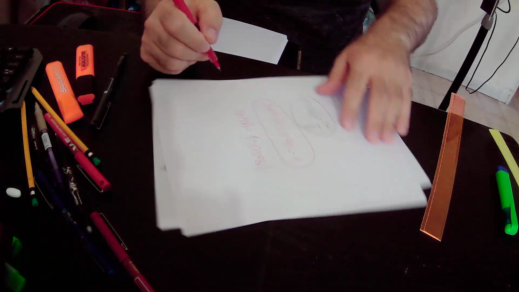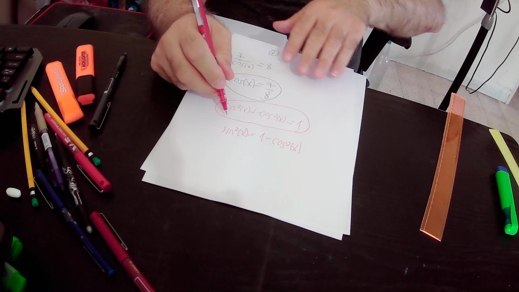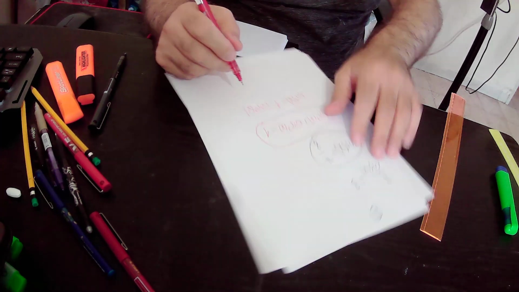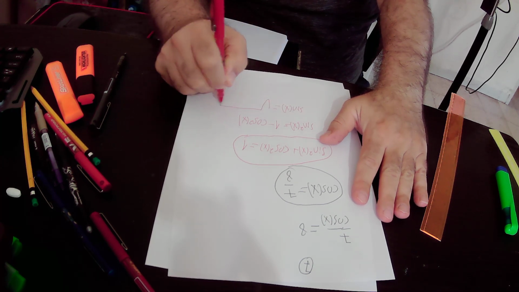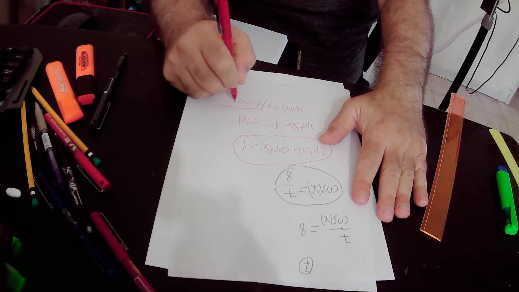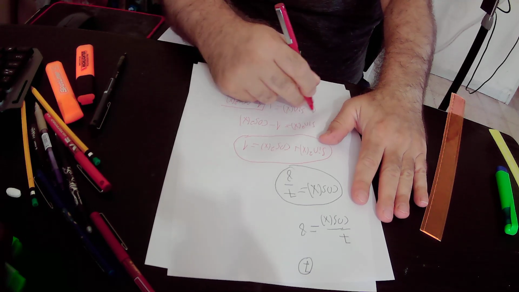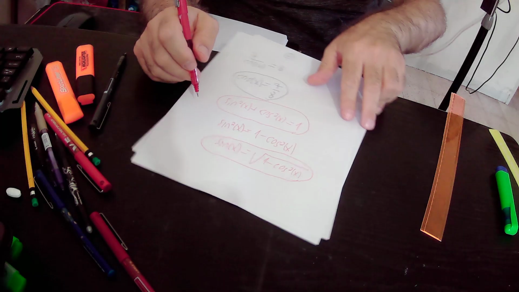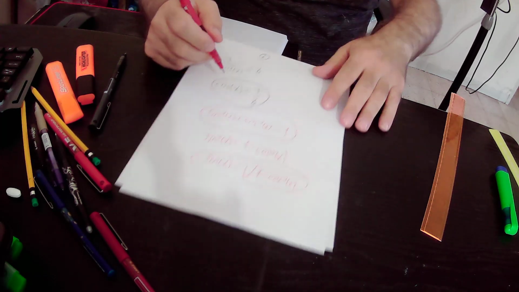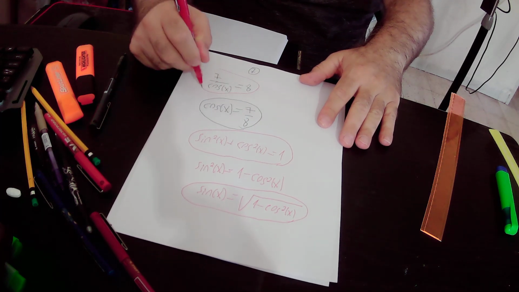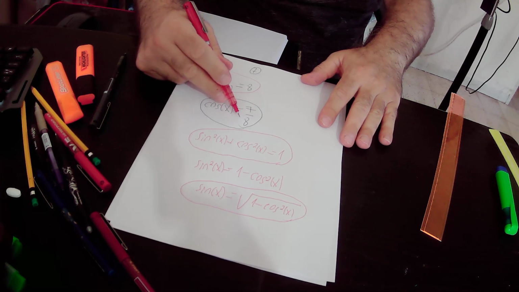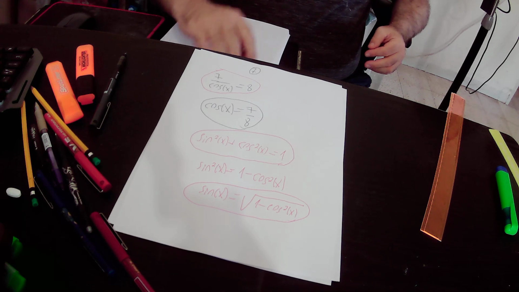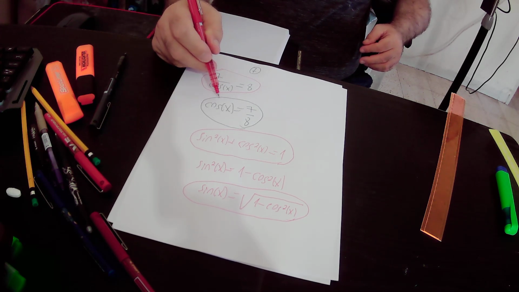Here we will take a root out of this equality, and we will find that the value of sine x equals the root of 1 minus cosine square x. Okay, and the value of sine x is the root of 1 minus cosine square x. But we have already found out that cosine x equals 7 over 8. So we will square this equality in order to find out the value of cosine square x.